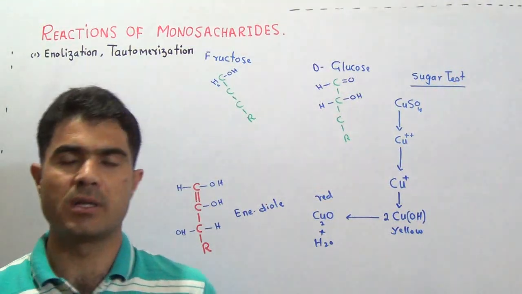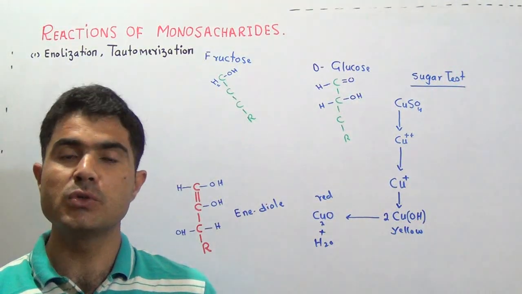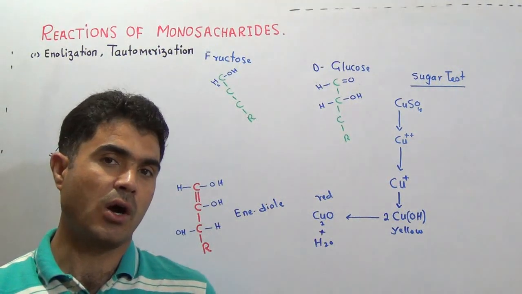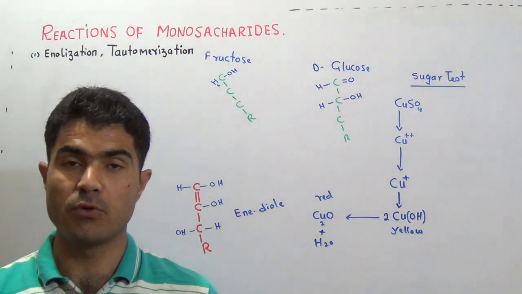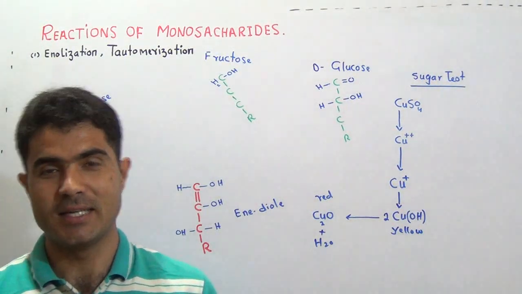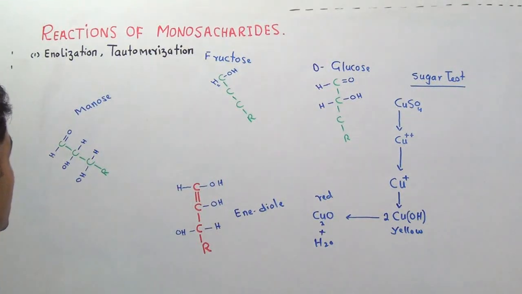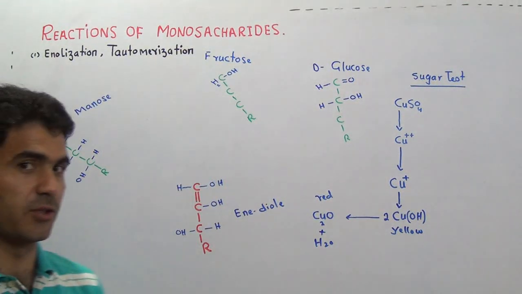You can write this on a page. Number 2, reducing properties of monosaccharide. Number 3, oxidation of monosaccharide. Number 4, reduction of monosaccharides. So these 4 reactions will be discussed today. Let's start with the first one, enolization or tautomerization.